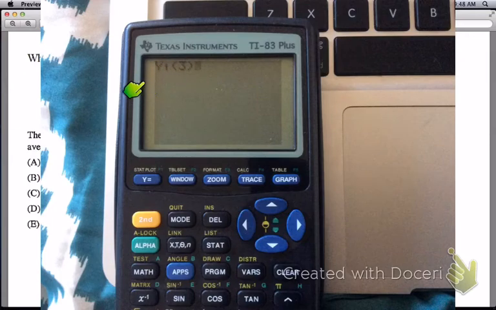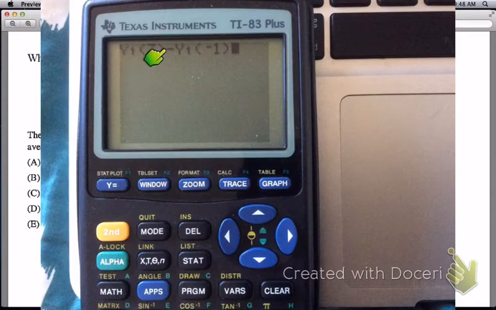So I'm plugging it into the slope formula. This is y2 minus y1 over x2 minus x1. This is y2 because I'm plugging the second value into the function. Then go ahead and push minus and go through that whole process again: Vars, Y-Vars, Function, y1. So you have this written on your calculator.